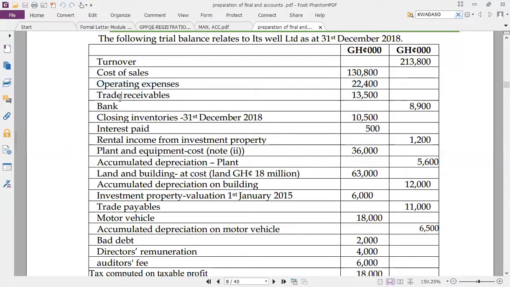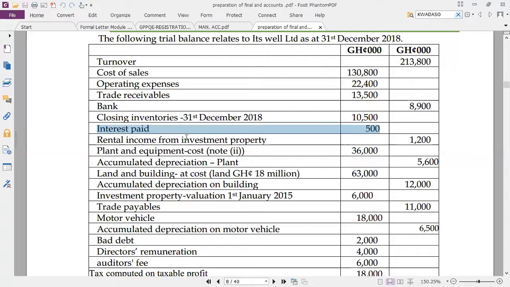Trade receivable, usual. Bank. This time I look at where the bank balance has been stated. It's at what side? Credit side. It suggests that it's what? Bank overdraft. That's a current liability. So take note that the bank, you add it to the current liability. Good. Closing inventory. Closing inventory on 31st December. That's the cost. Interest paid 500.